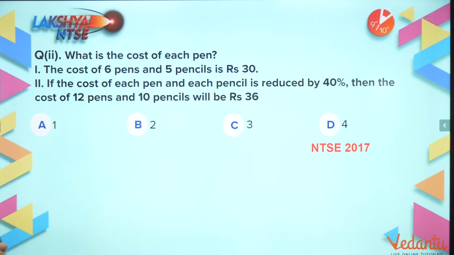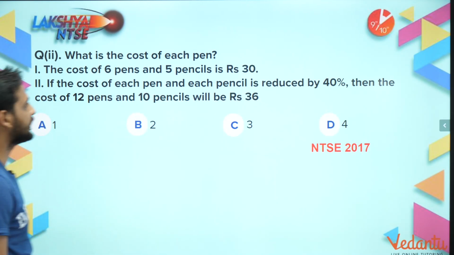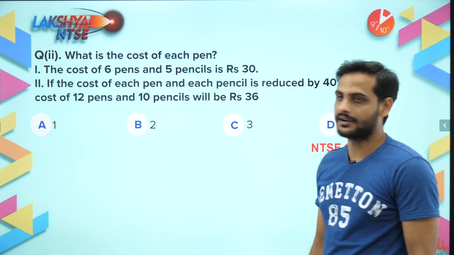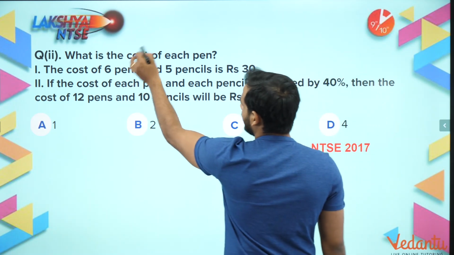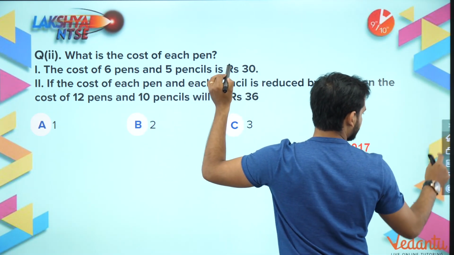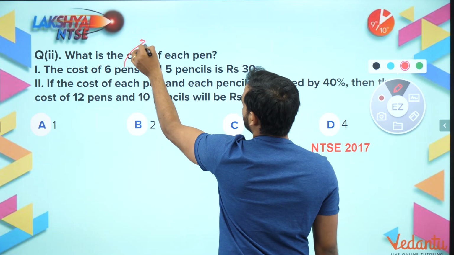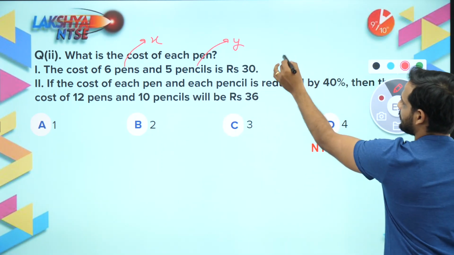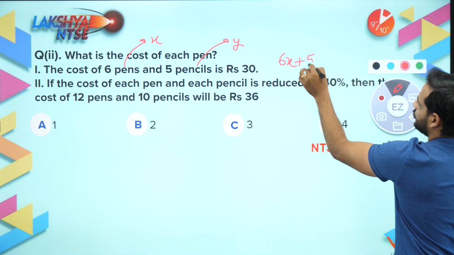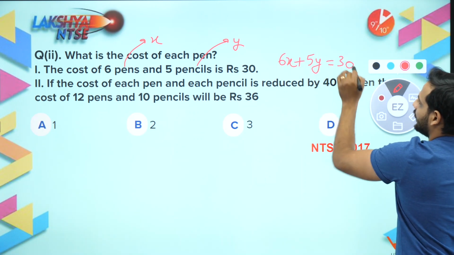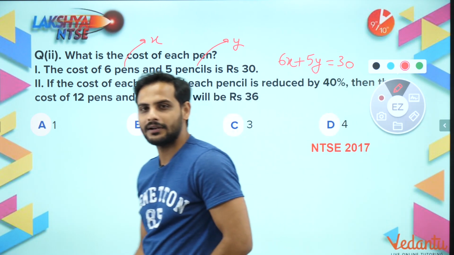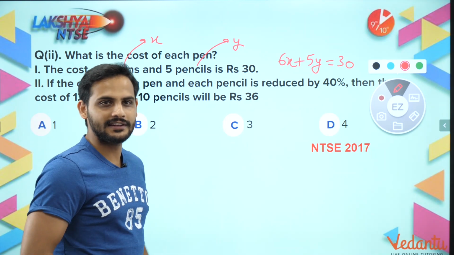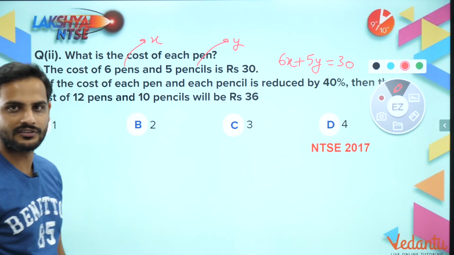The next question we have is this. What is the cost of each pen? The cost of 6 pens and 5 pencils is rupees 30. So let us say the cost of 1 pen is x, and the cost of 1 pencil is y. So from the first statement I can say 6x plus 5y is equal to 30. But can I solve a linear equation in 2 variables when only one equation is given? Nope. Infinite solutions are there, so I cannot get the answer. So statement 1 alone is not sufficient.